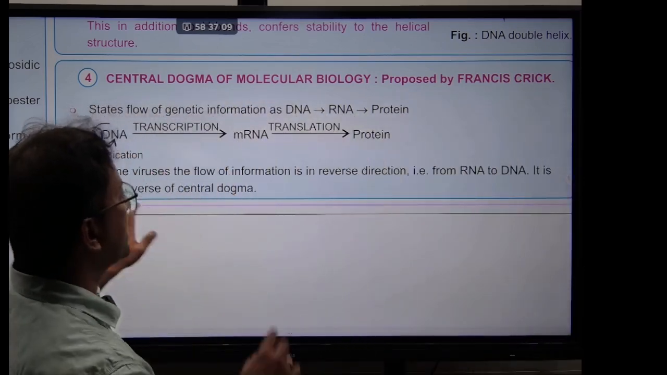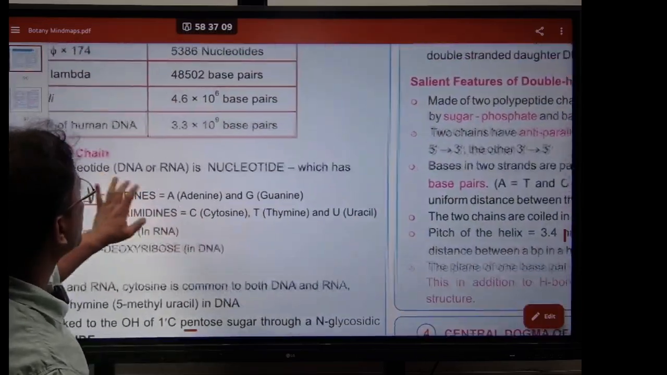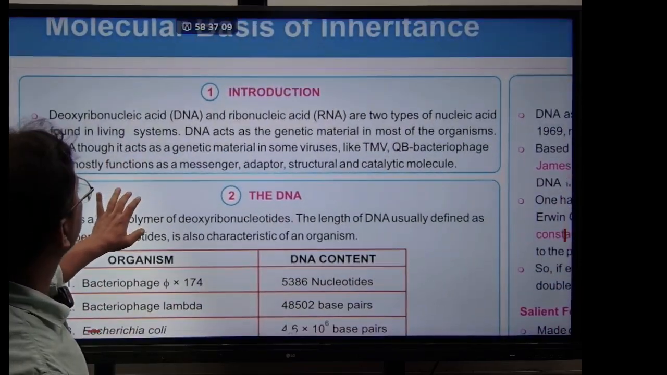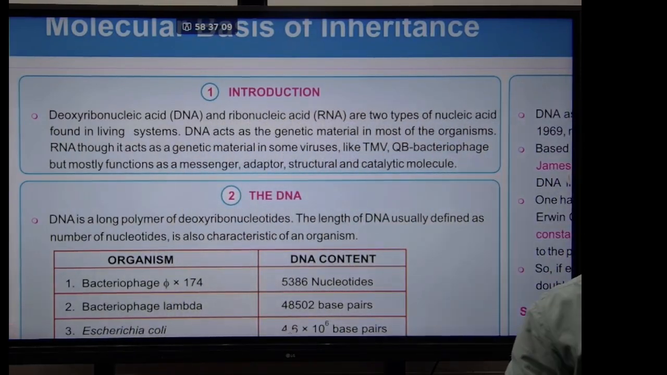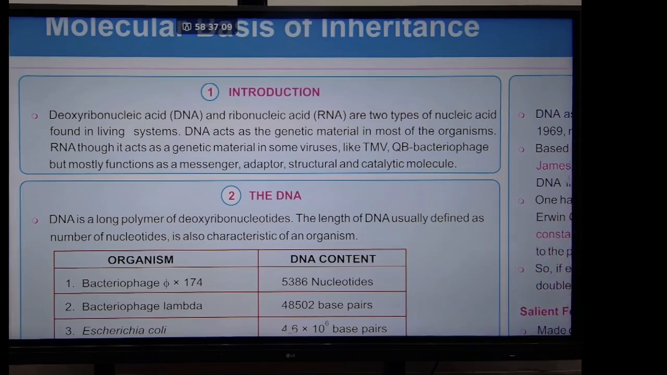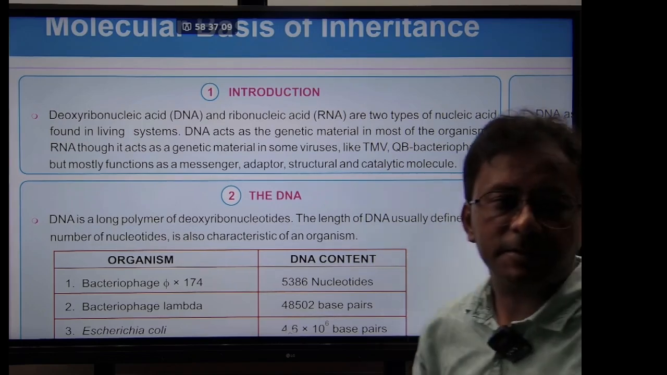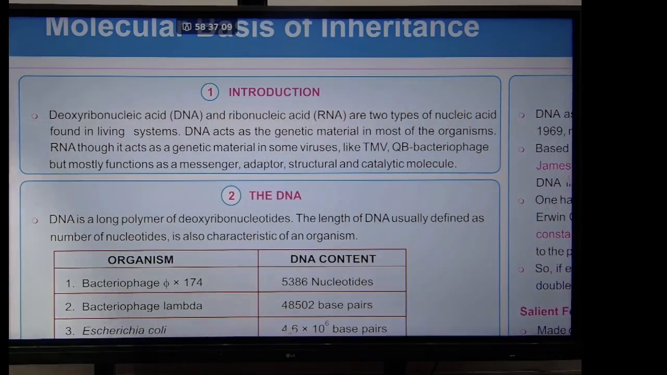Okay, there are two types of nucleic acids. We'll come back to this later. I think you have no idea about this one. Now, fine, you see, guys. There are two types of nucleic acids. One is DNA, the other one is RNA. So, you see here, these are the two types of nucleic acids found in the living systems.